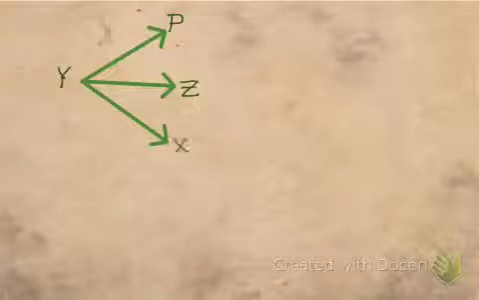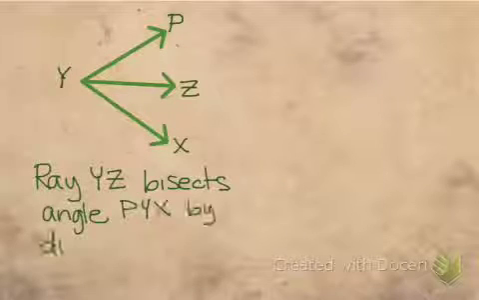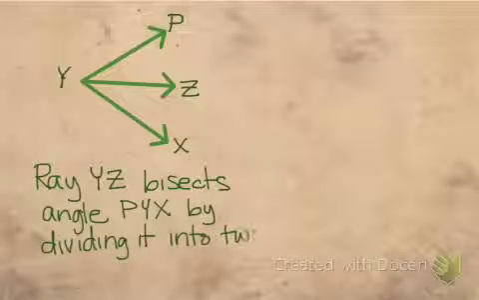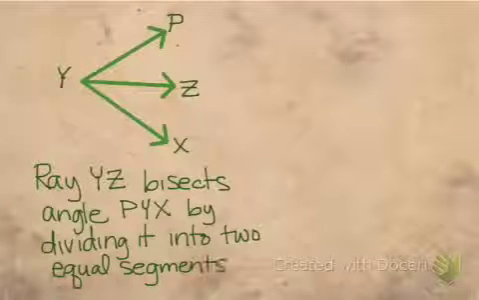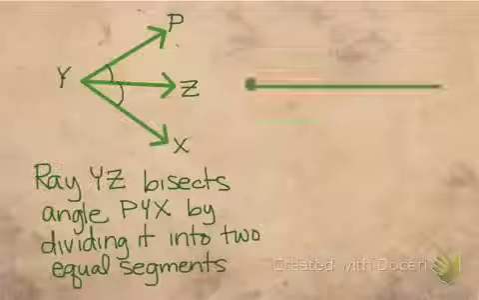Okay, now we're going to talk about isosceles triangles. Before we do that, we're going to talk about angles. If you have a ray or a line that cuts an angle exactly in half, it's called bisecting. So we say that ray YZ bisects angle PYX by dividing it into two equal segments, and we indicate that by making these lines.